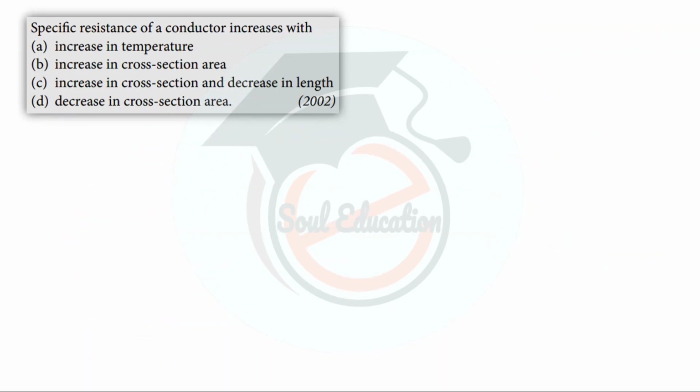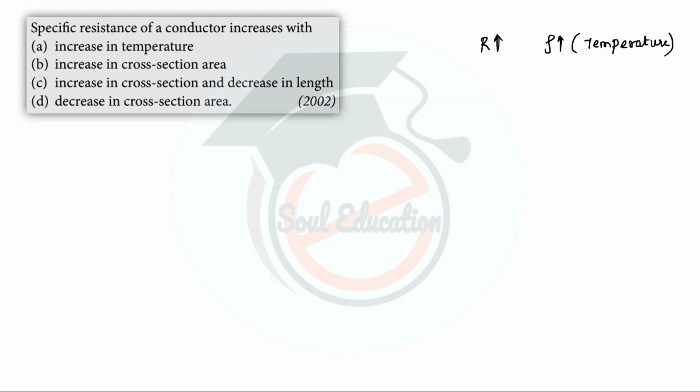Right, the next problem is: specific resistance of a conductor increases with... see, listen, specific resistance means resistivity. If resistance increases, my resistivity also increases. So this concept is valid only for the temperature effect.